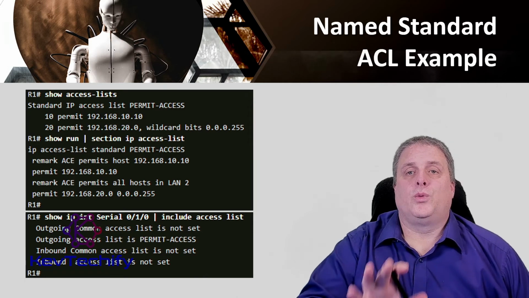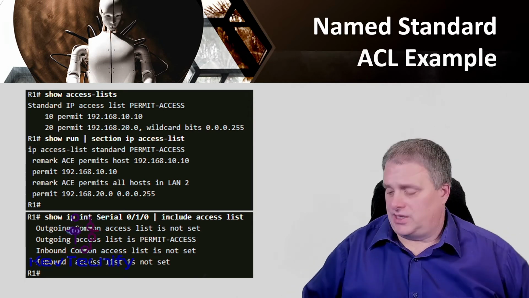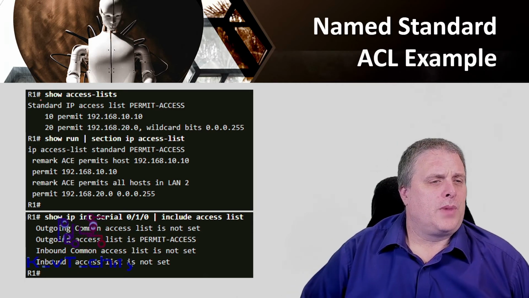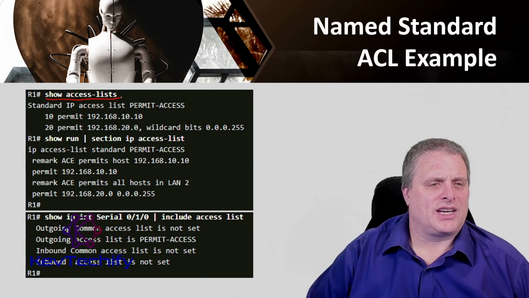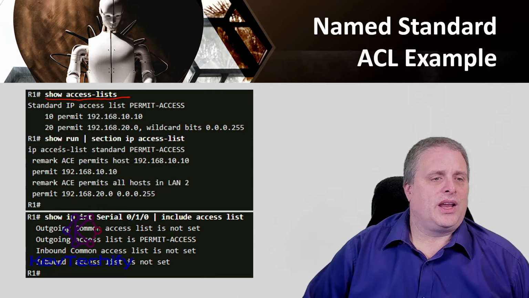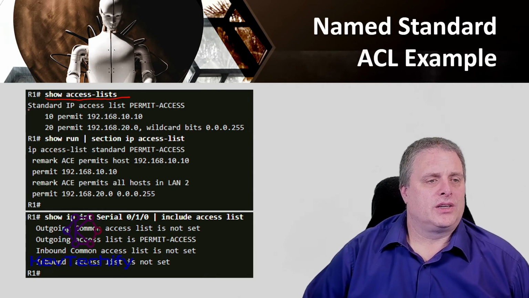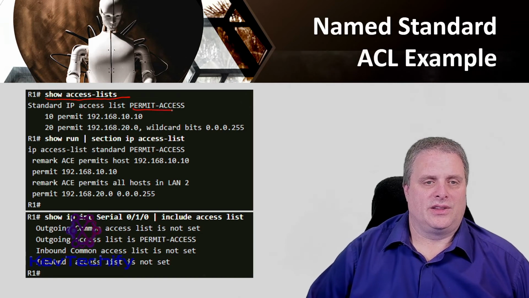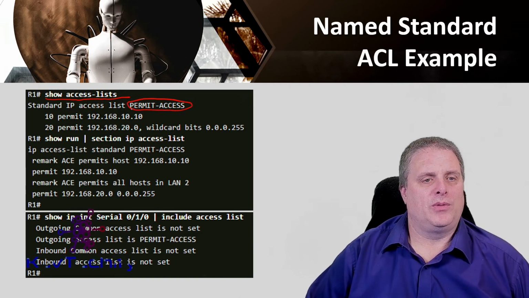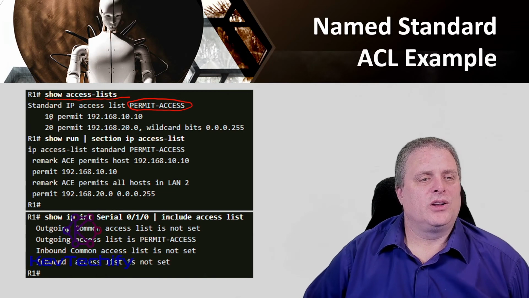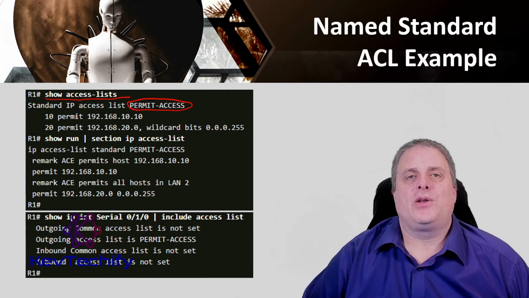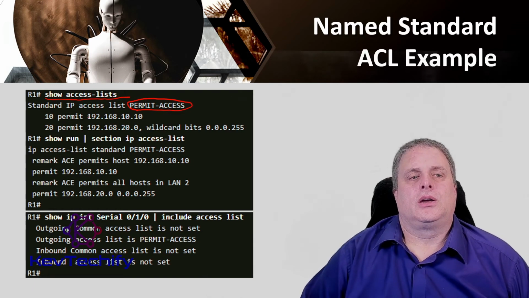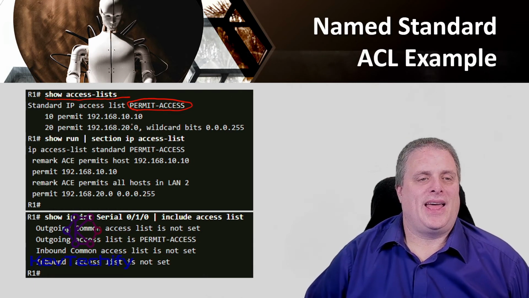There are several ways to verify your named standard access control list. First method, right here from privileged exec mode, you can type in show access-lists, and it'll list out any access control list you have. Here it's going to say you have a standard IP access list, and then it's either the name or the number. Here we created a named one, PERMIT-ACCESS, and then it'll give you a listing of all the non-remark access control entries in that list.